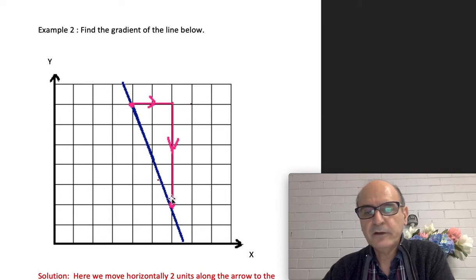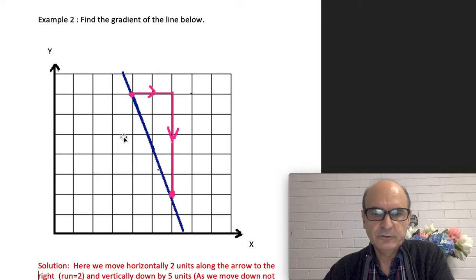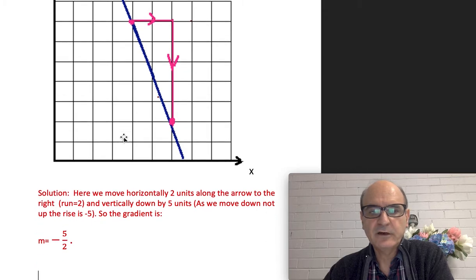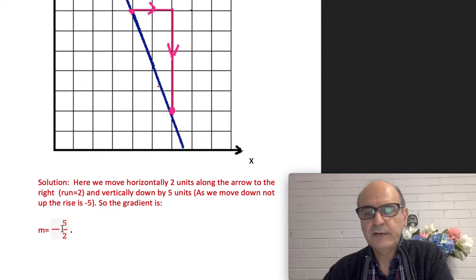This time around, however, we have a negative rise because we're not rising, we are actually going down. So your rise will be negative 5 and your run will be 2. So the gradient is again rise over run. So you have negative 5 over 2, or you can put the negative just next to the fraction, it doesn't matter.